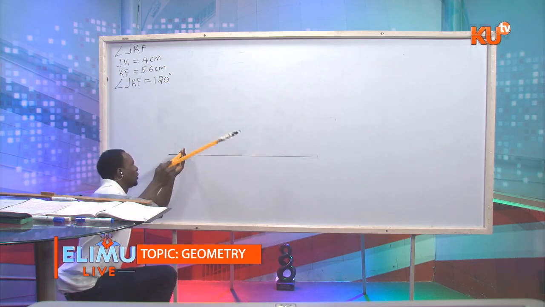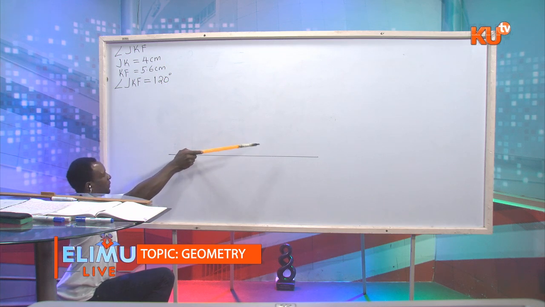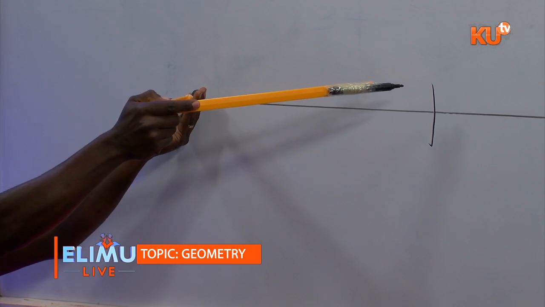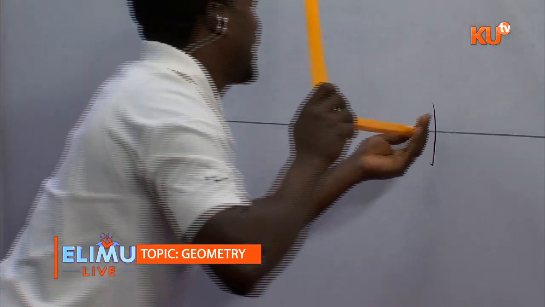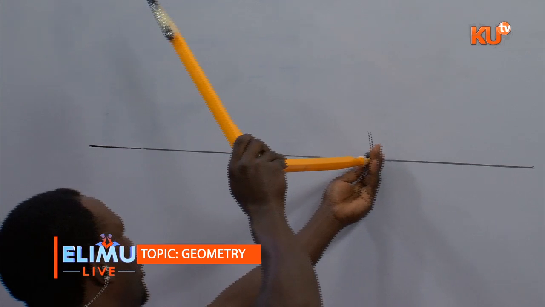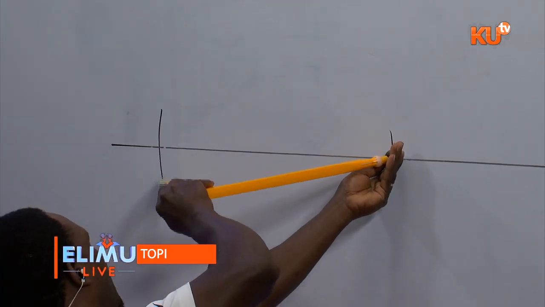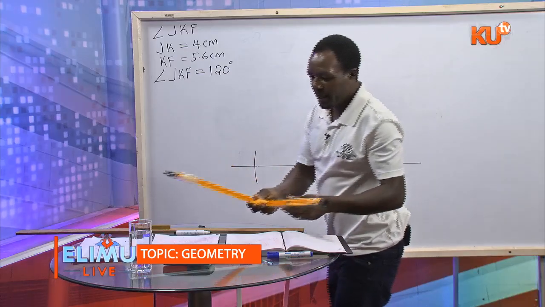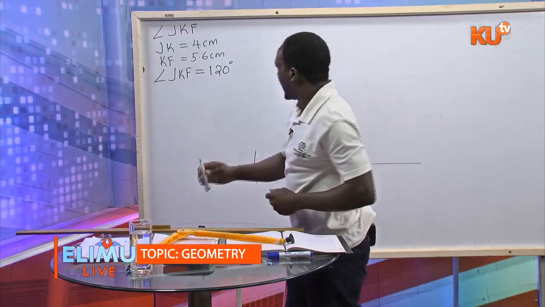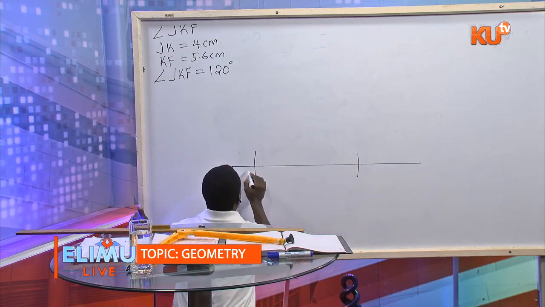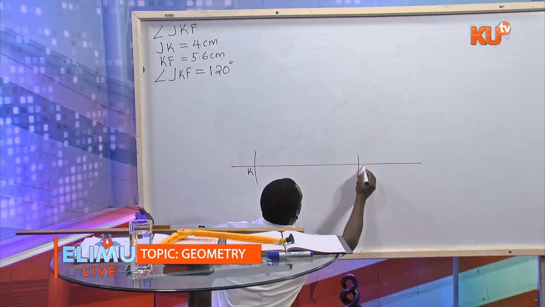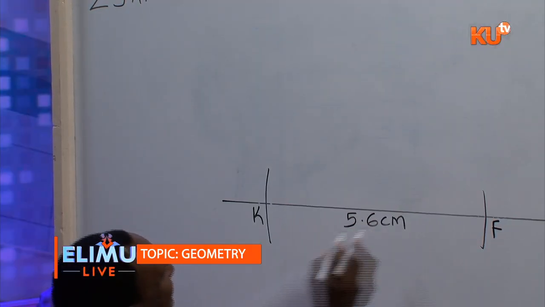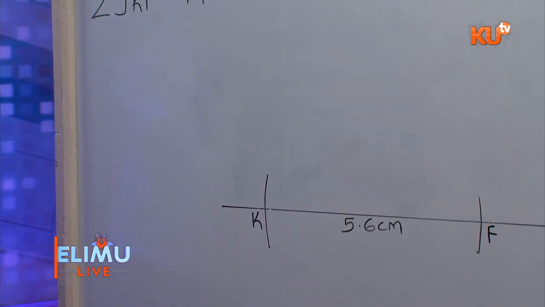And then put an arc there, a small arc. Then come onto that arc and put another arc there. Put your compass down. Label that point. That is KF. This is 5.6 centimeters.